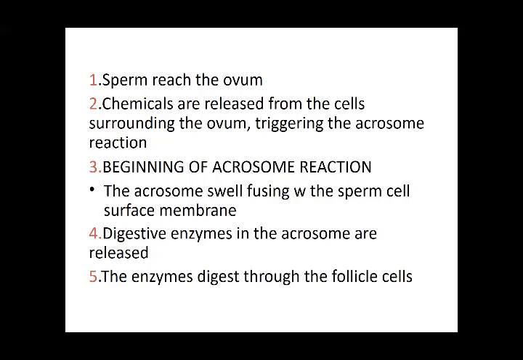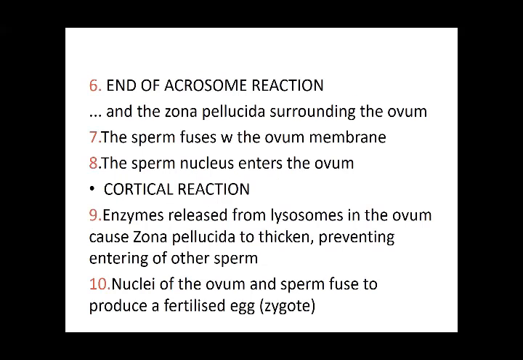These enzymes are going to digest the follicle cells on the outside, so the sperm is going to pass through that layer. Once the acrosomal reaction ends, the zona pellucida is also penetrated with the help of these lysosomal enzymes. They make the pathway easy for the sperm to pass through. So basically, the acrosomal reaction helps the sperm pass through the corona radiata plus the zona pellucida. These two layers become soft and penetrable by the release of these lysosomal enzymes. So that is the pass.